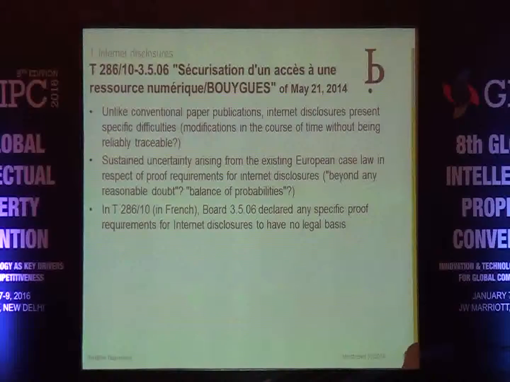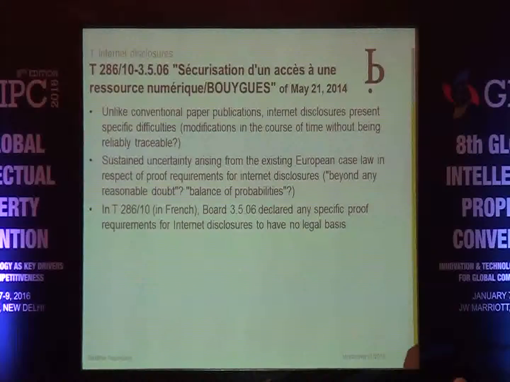2014, Board 356 was a French case, T286 of 2010. In the European Patent Office there are 3 official languages, so the applicant can choose the language. It was a French applicant.